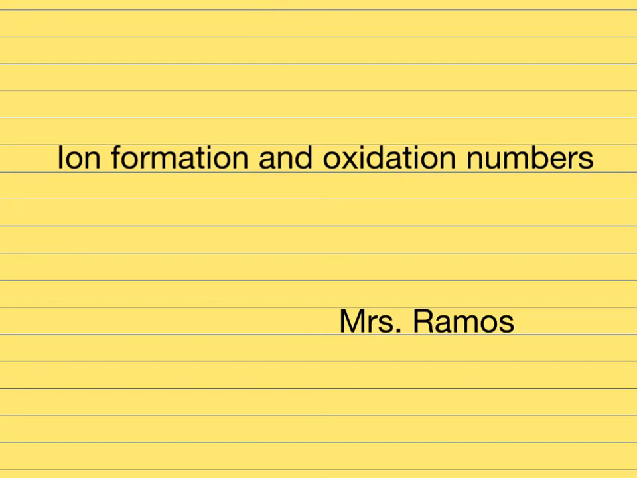Remember that an atom is made of the protons, which are positively charged, the neutrons that have no charge at all, and then the electrons, which are the particles that are negatively charged. An ion is formed when an atom, which is neutral, loses or gains electrons. An oxidation number is the charge of that atom after losing or gaining electrons.